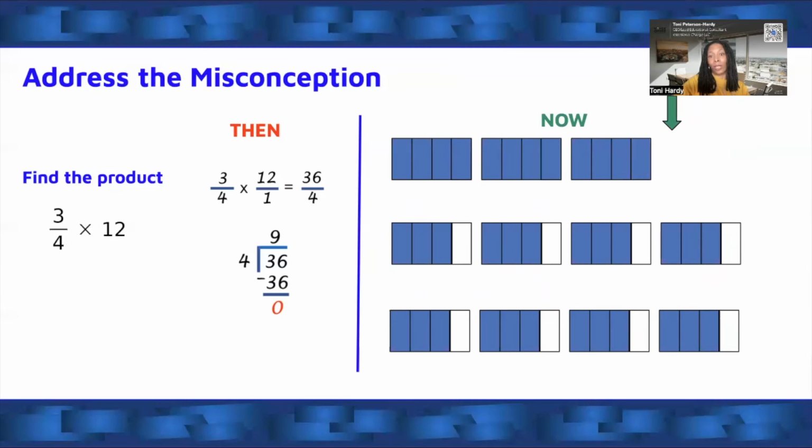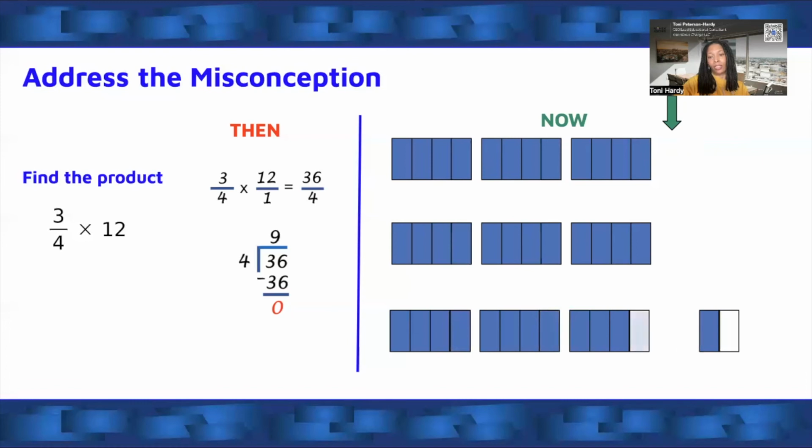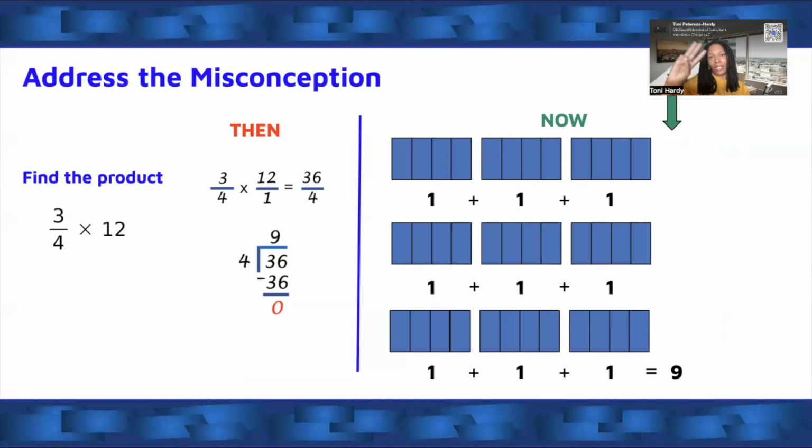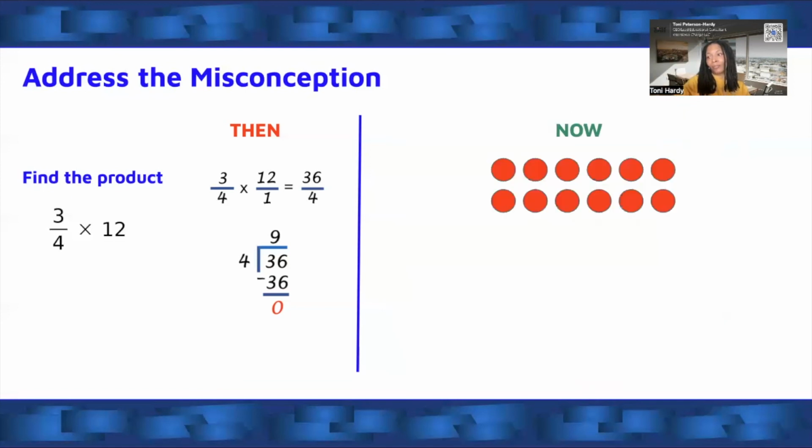So right now we have 3. We're going to do it again. 6. Now we're going to take those individual ones and shade them again, filling in to make a whole. We end up with 1 whole for each of these, and that gives us 9. So paired with the models and the different ways of thinking about it, the kids should be able to, and will be able to, apply that learning.